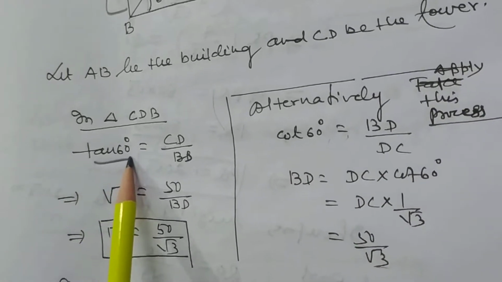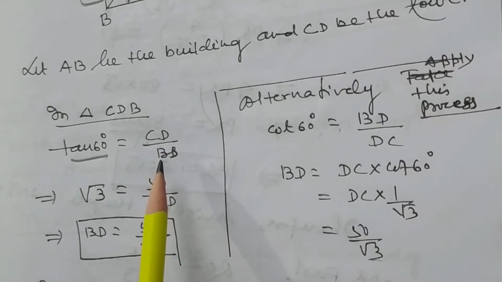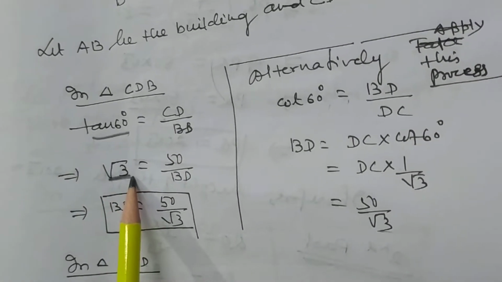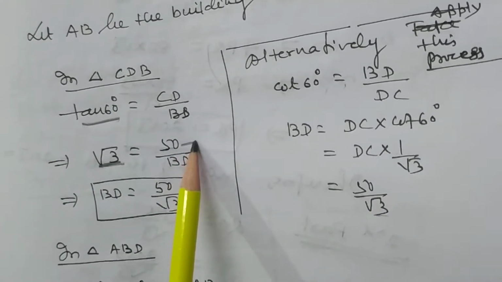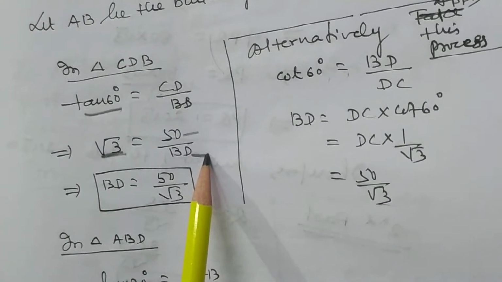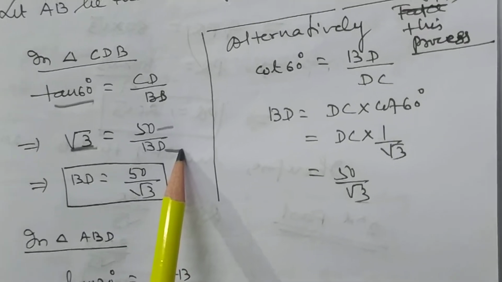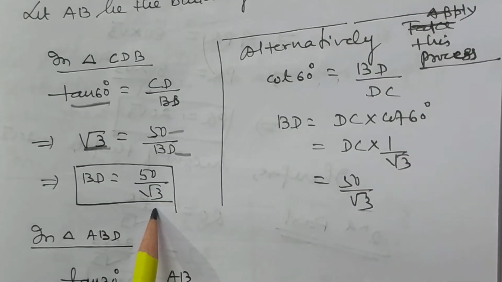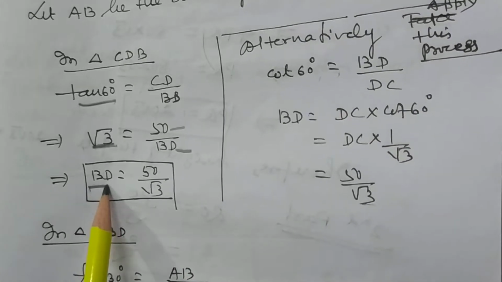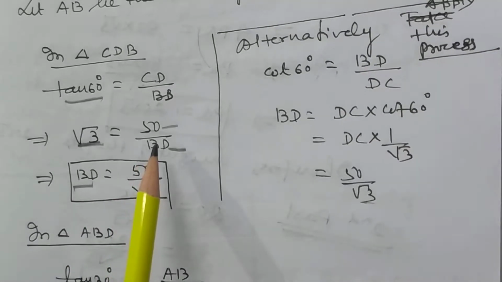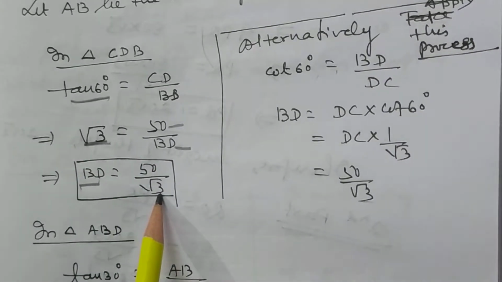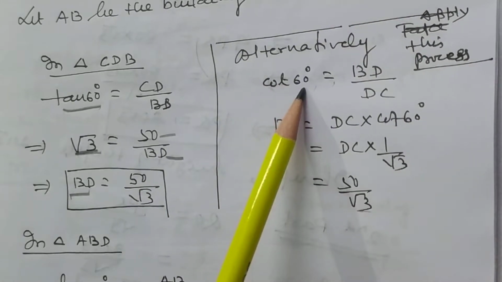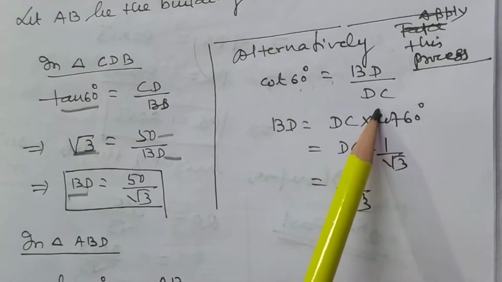If you take tan 60, it will be CD by BD. Tan 60 is equal to root 3 and CD is equal to 50 and we want BD. So in this case, BD is equal to 50 by root 3. We get BD but by doing division. This is very, very important. But in this case, if you take cot 60, BD by DC.